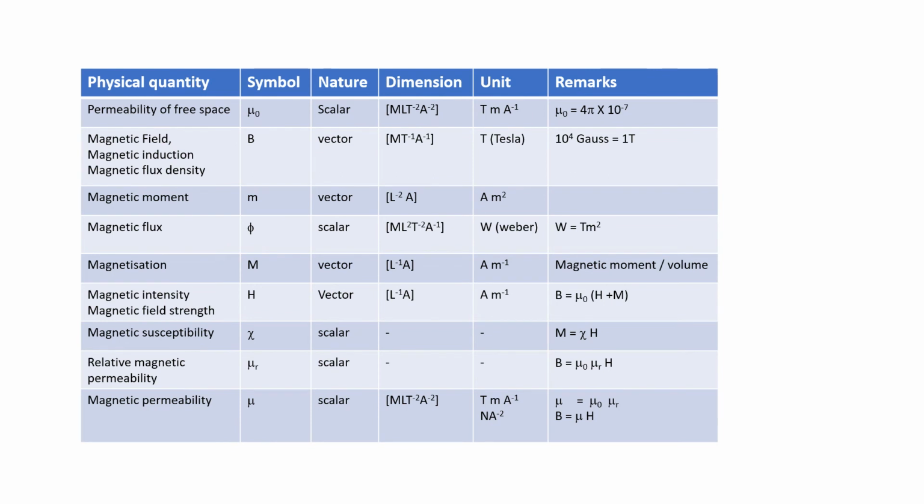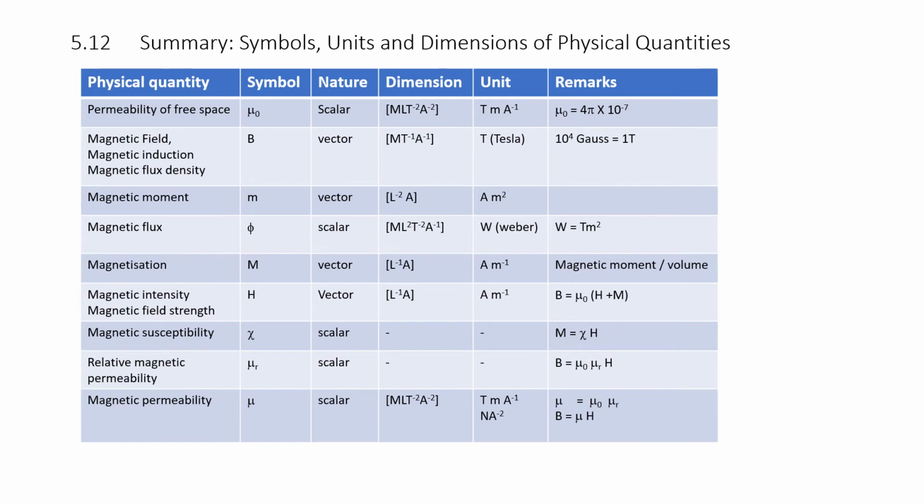Comparison of symbols, units and dimensions of physical quantities. Permeability of free space. It is represented by symbol mu naught. It is a scalar quantity and its dimensions are M L T to the power of minus 2 A to the power of minus 2, and its unit is T m A to the power of minus 1. And the numerical value of mu naught is 4 pi into 10 to the power of minus 7.